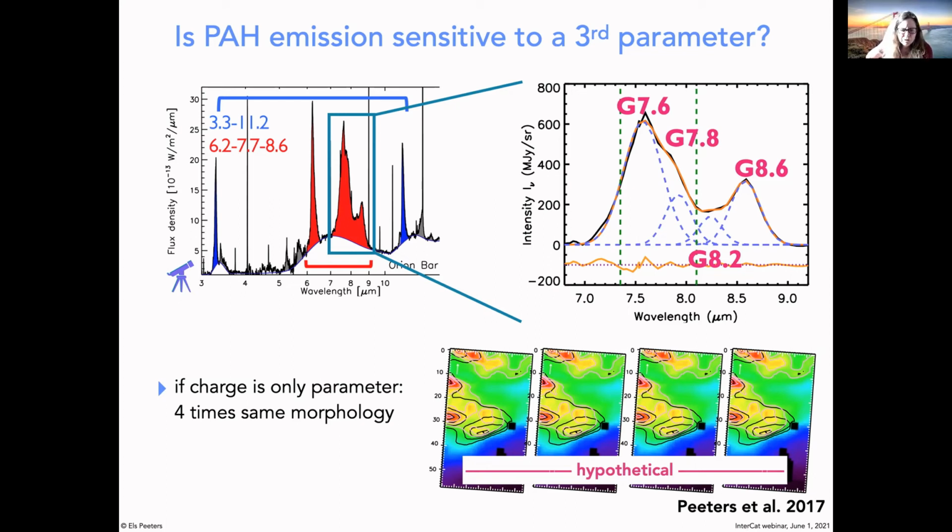And so if this entire emission is assigned to ionic bands or ionic PAHs, and if charge is the only parameter, what you would expect if you look at the morphology of each of these 4 Gaussians is that it's exactly the same, because there's only one parameter that is responsible for all that emission. So if you cut it up in any way you want, you would always find the same morphology.